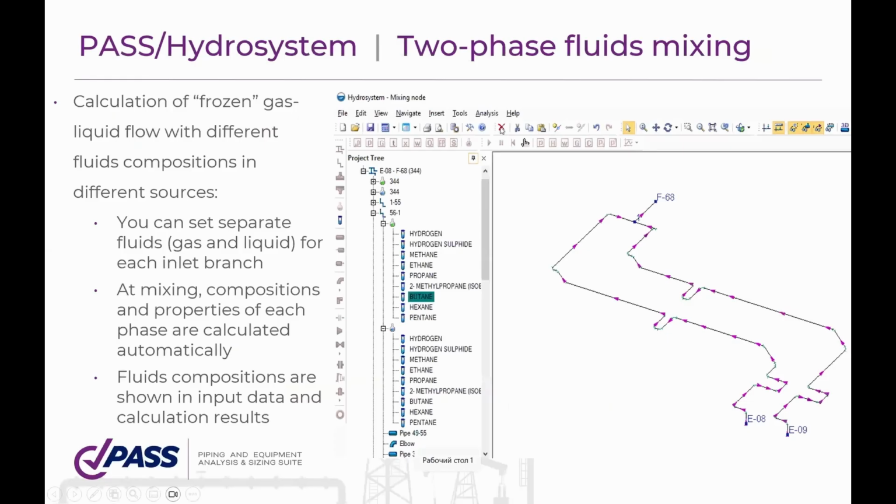So if you deal with a piping system with different fluid compositions, not only for single phase flow, but also for two-phase flow, gas and liquid flow, now in HYDROSYSTEM you can perform such analysis.